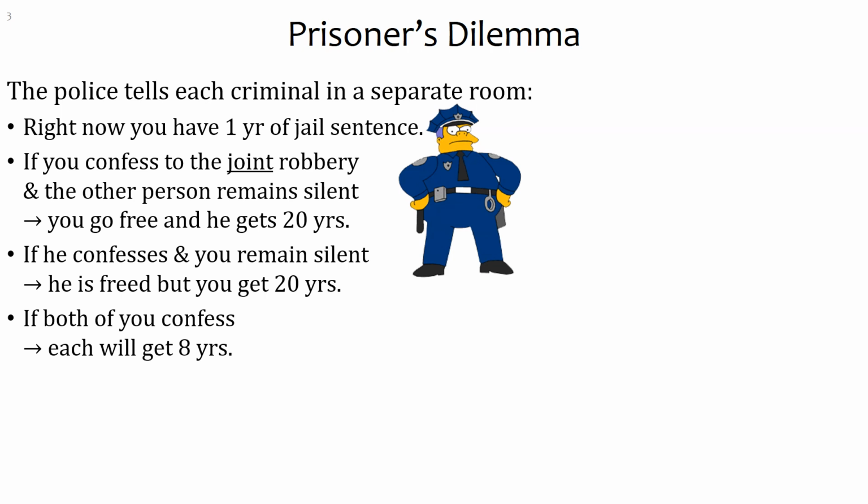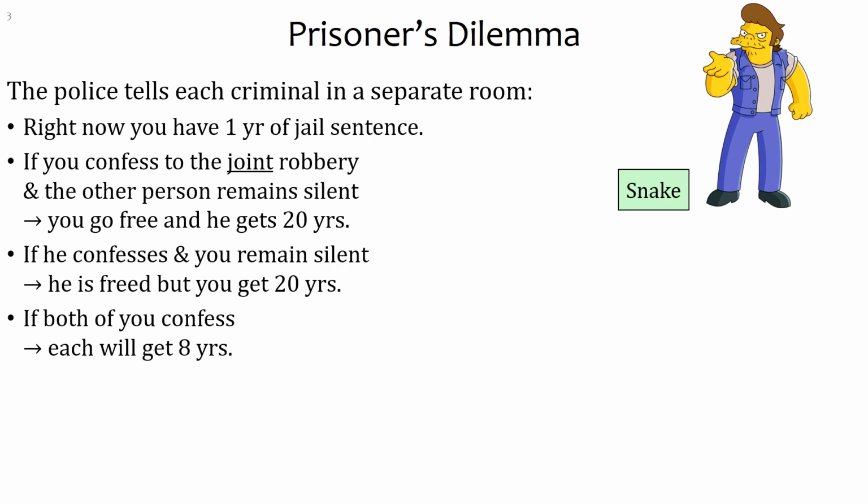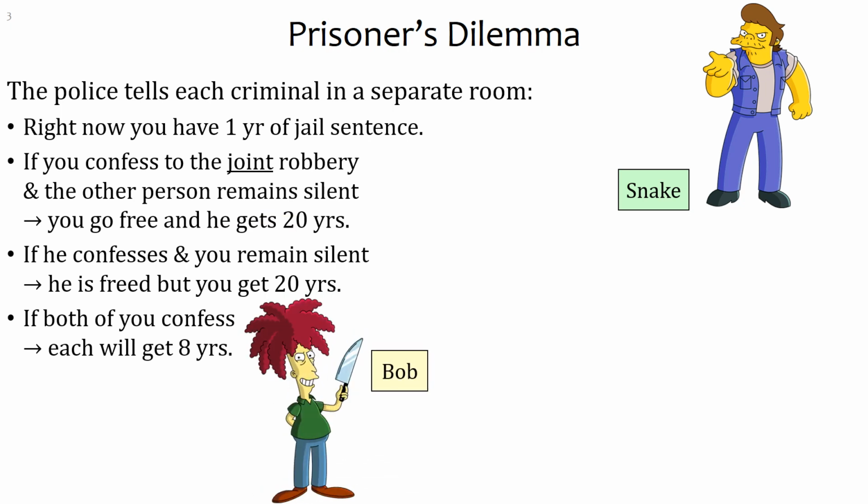All right, so this is a situation. This is kind of like a trick by the police to make sure that they do have the incentive to confess. So give me two criminal names. Let's say Snake in The Simpsons, and the other guy. Who is the other evil guy there? Sideshow Bob. Yeah, so let's say these are our two criminals, and each of them has to make a decision. Each of them has to decide either to remain silent or to confess.